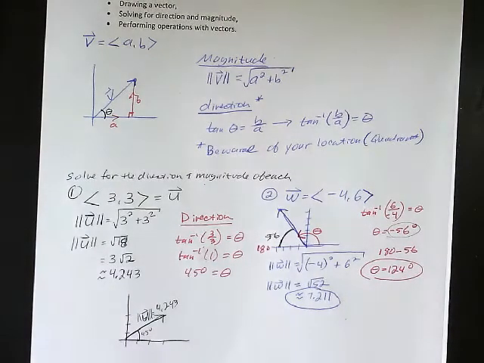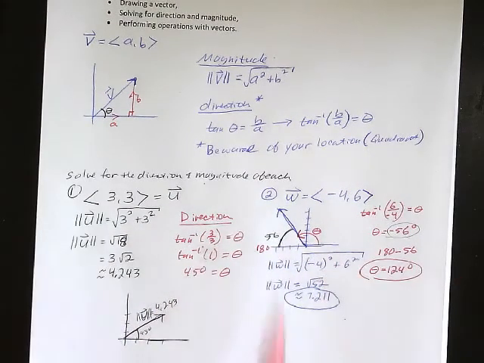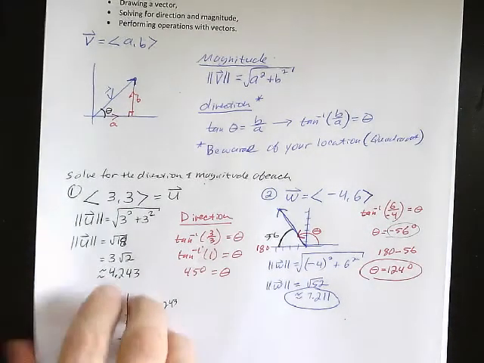This is our magnitude. Okay. So that's how you find direction and magnitude. And again, beware of your location, i.e. quadrant. Depending upon what quadrant you're in, you're going to either add or subtract to 180 or 360 degrees, depending upon the situation.